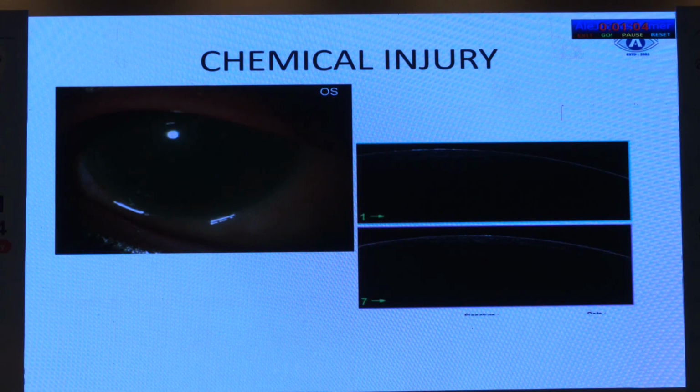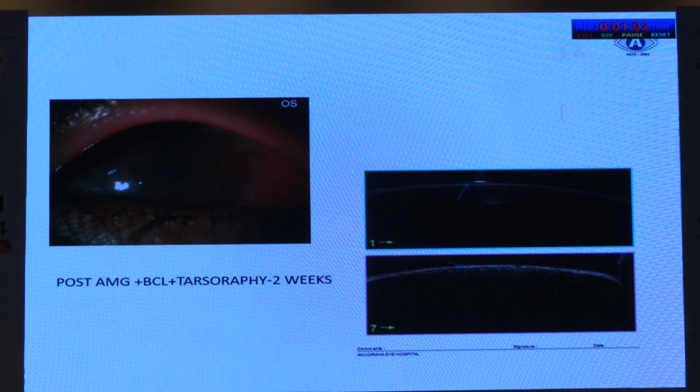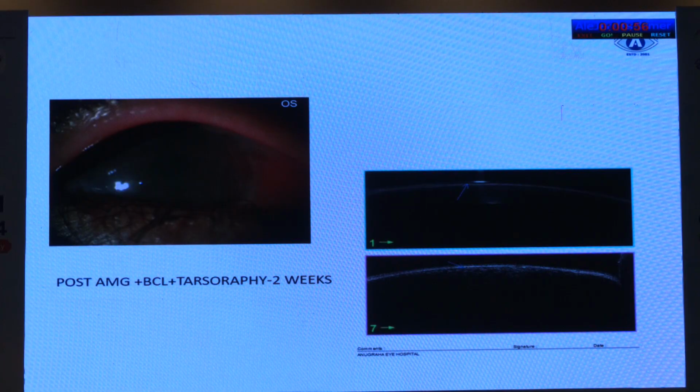When you have to serially follow up such cases with disintegrating AMG and BCL on, whether the epithelium is growing or not growing, or whether you have to take up an additional procedure of putting another AMG, would be difficult to tell during routine slit lamp examination with fluorescein staining. In this case, when you do an ASOCT, you can see a normal epithelium reflex and reflectivity here, and the epithelium is growing here, which indicates that this is healing, and you need not do any additional procedure.